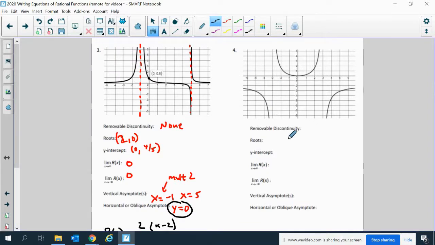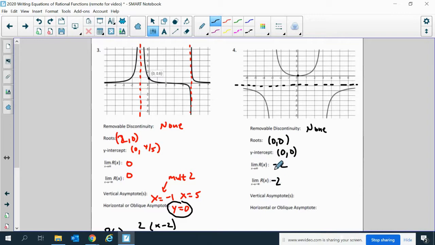Okay, number 4. Removable discontinuity. It appears there are none. I have potentially a root at 0, but I'm not so sold on that. We'll look at it in a second. The y-intercept, I'll say it's at 0, 0, because it does not appear that the point was labeled in advance, so it probably crosses at 0. It appears that we have a horizontal asymptote at negative 2.